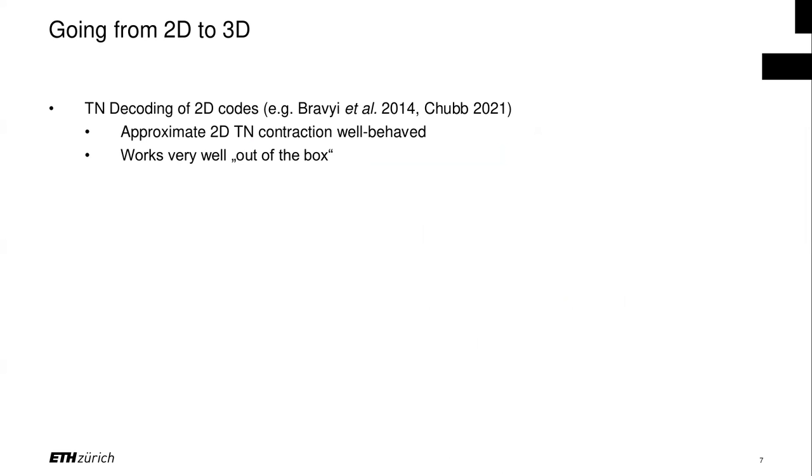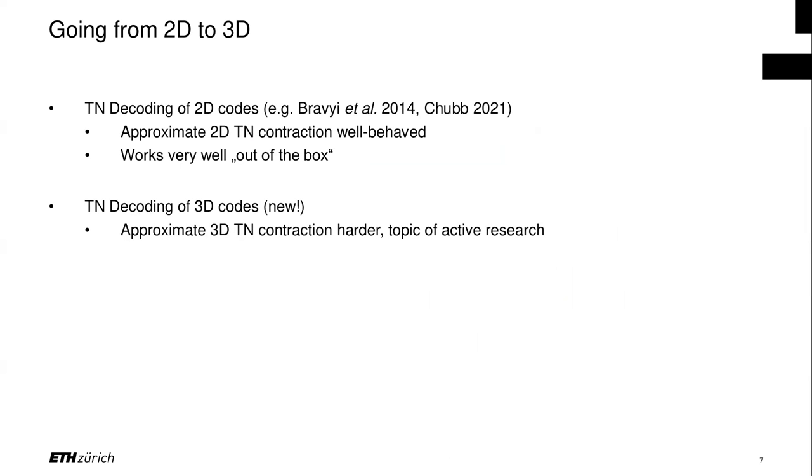So obviously, people would want to replicate that success story from 2D to 3D, but there's very little work that's been done on that yet. The reason is that the approximate contraction of this 3D tensor network seems much harder to realize in practice. There's also, I would argue, still more research to be done on the topic of contracting these 3D tensor networks in general.